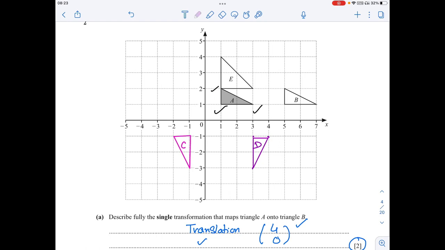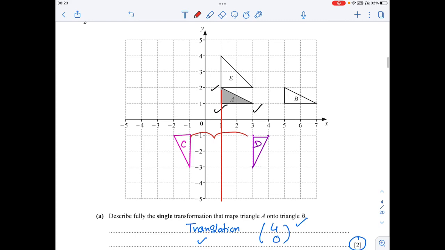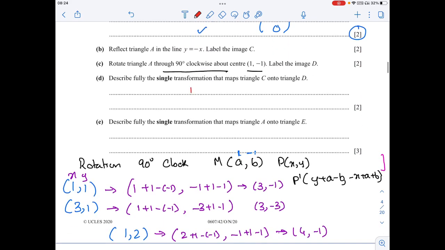Next, describe the single full transformation that maps C onto D. C onto D, it is going to be a reflection on x equals 1. Reflection, x equals 1.